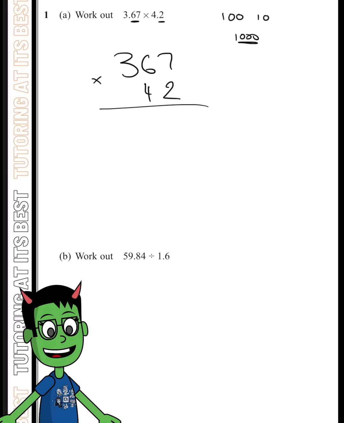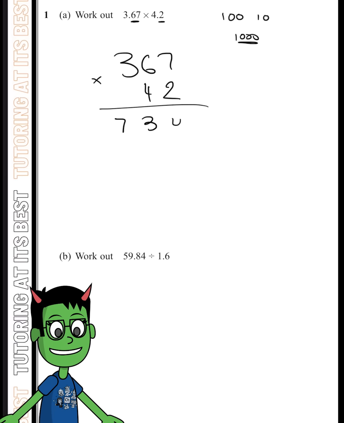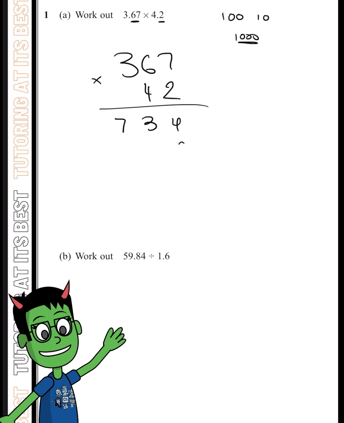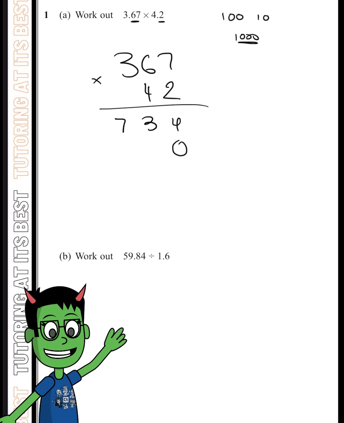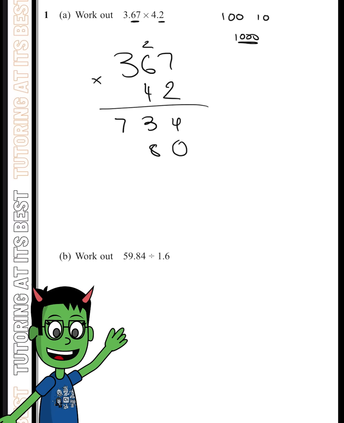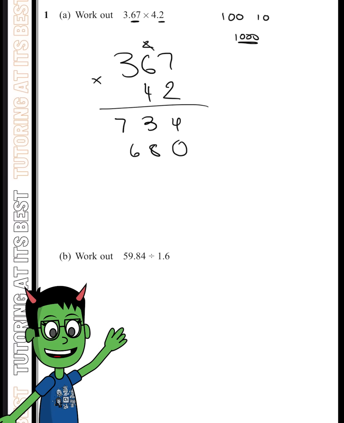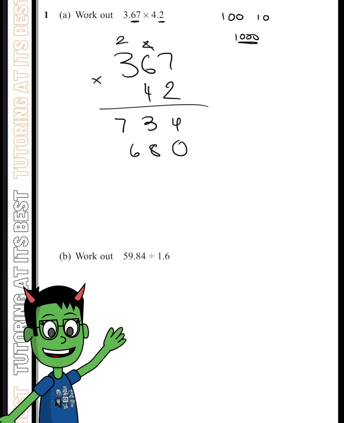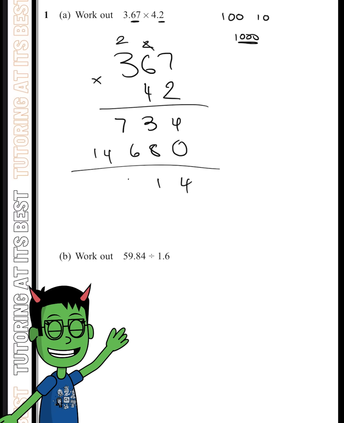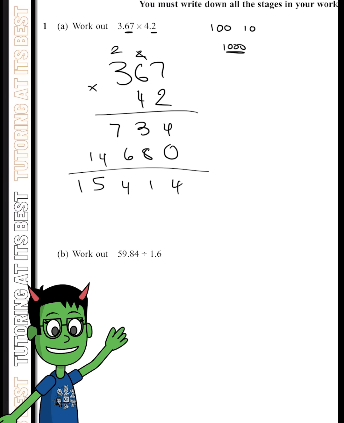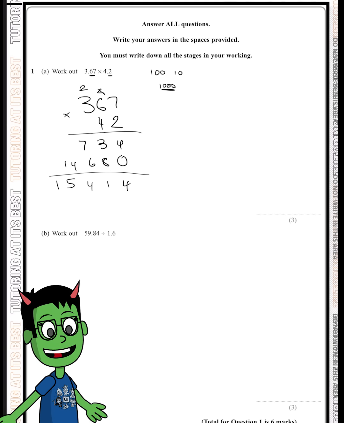So first we'll do 367 multiplied by 2. Again, that is 734. We'll then go ahead and add the place value and do 367 multiplied by 40. Again, we can simply double 734. But again, let's go ahead and do 7 times 4 is 28. 6 times 4 is 24, plus 2 is 26. And 3 times 4 is 12, plus 2 is 14. We can now go ahead and add that up. But remember now we've got 15,414.